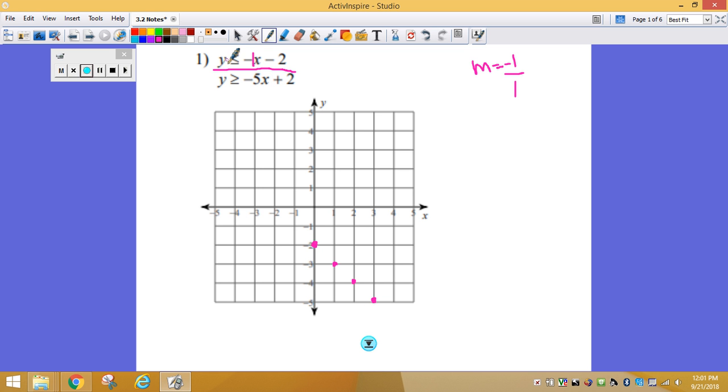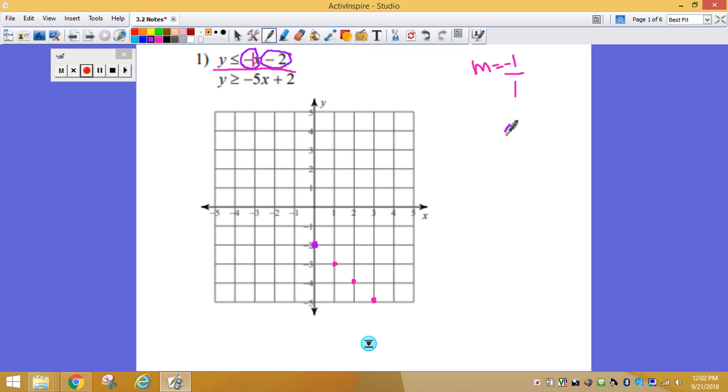Okay, I want to go through that again just to make sure we're good. So I graphed this y-intercept first. That's where that negative 2 came from. This is my slope. It's negative 1. So that means you go down 1 over 1. Okay? What you need to know now.